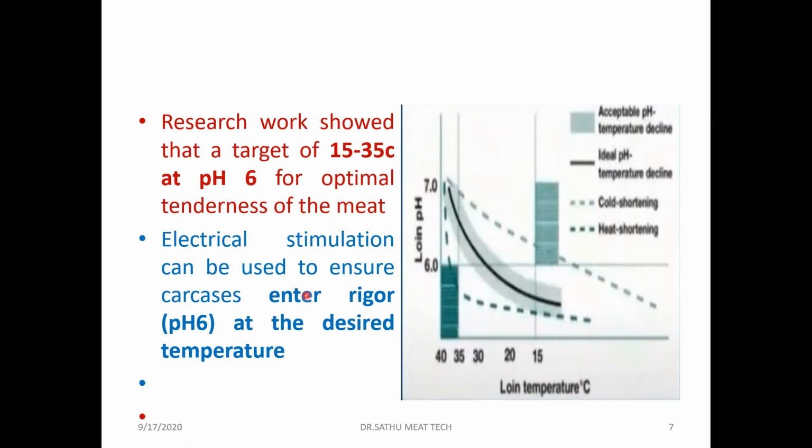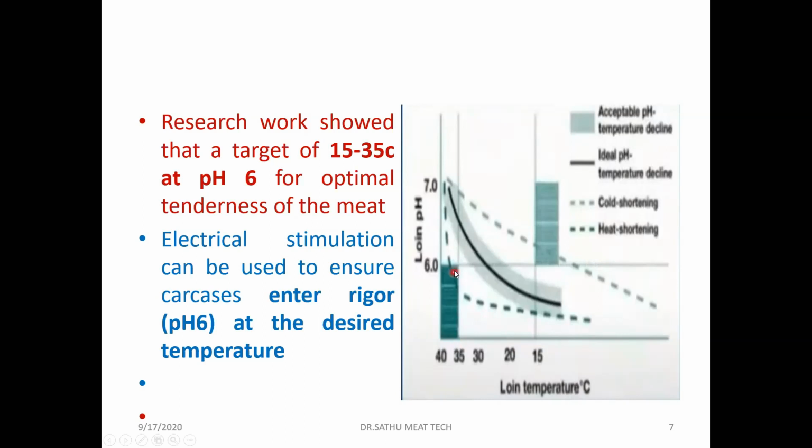So what is the electrical stimulation doing here? Electrical stimulation can be used to ensure that the carcass enters rigor. Rigor means the onset of rigor, which takes place at a pH of 6 at the desired temperature. What is the desired temperature? It should be between 15 and 35.